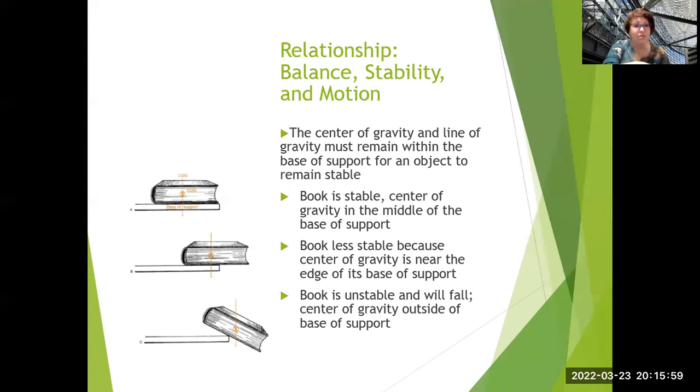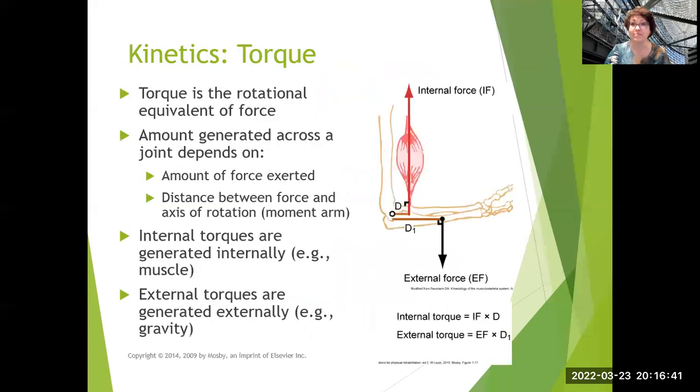In the second level, the book is less stable because its center of gravity is near the edge of its base of support. So it's probably not going to fall off, but it's not as stable as the first one, where the center of gravity is in the middle of the base of support. In the last illustration, the book is unstable and it's already falling off the shelf because the center of gravity is outside the base of support. So having your center of gravity outside your base of support is a ticket to the floor. That's how you're going to get there. The relationship of your center of gravity to your base of support is going to determine your stability. Makes sense, right? I hope.